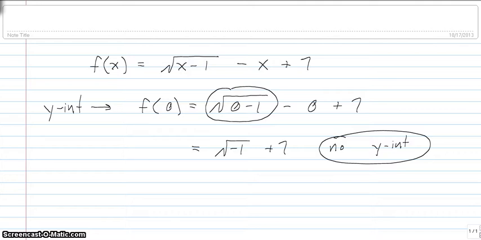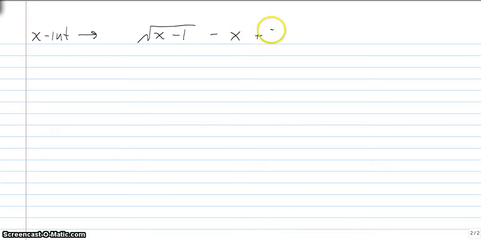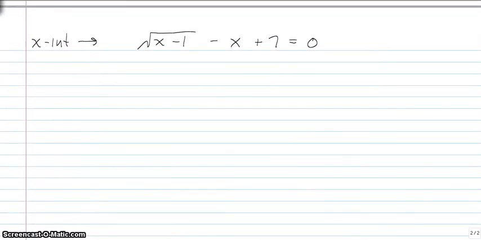And now we can find the x-intercepts by setting the function equal to 0. So set the entire function equal to 0 and solve for x, and from here this is an equation that contains one radical, so we want to get this radical by itself. So I'm going to add x and subtract 7. And then we can remove the radical by squaring.